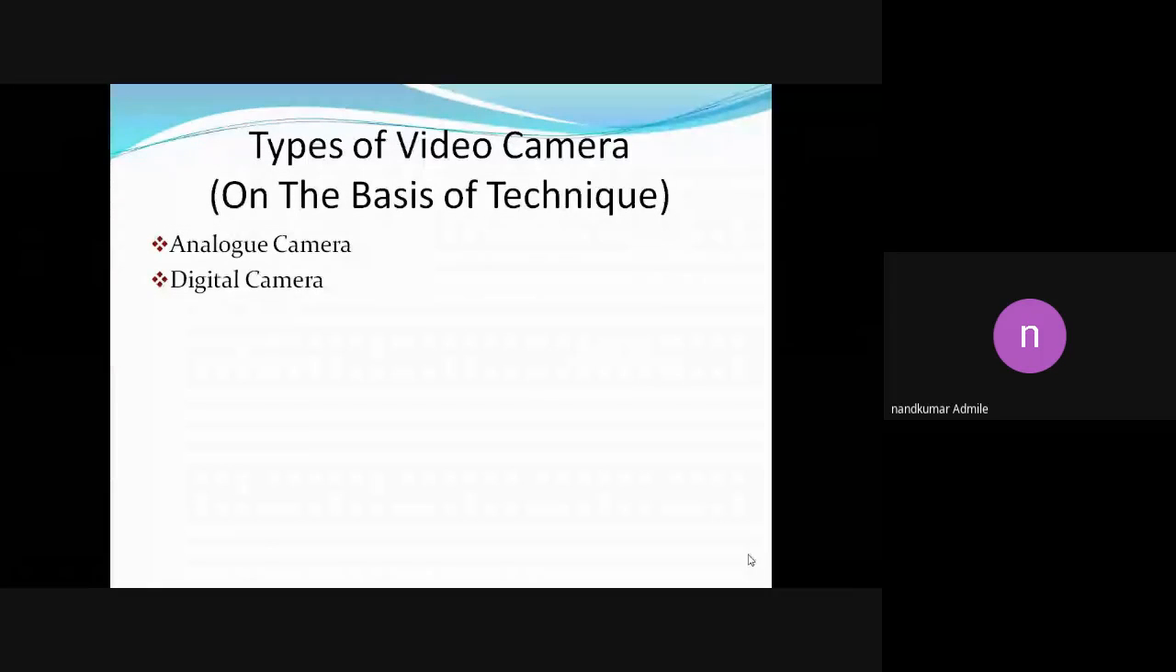Okay, so there are basically two types of cameras. One is called an analog camera, and another is called a digital camera. Okay, so can anyone tell what is the difference between analog camera and a digital camera? Yes, can anyone unmute yourself and tell what is the difference between analog and digital camera? Okay, so if we observe, nowadays we use the digital cameras. So what is the basic difference between analog camera and digital camera? Can anyone tell?